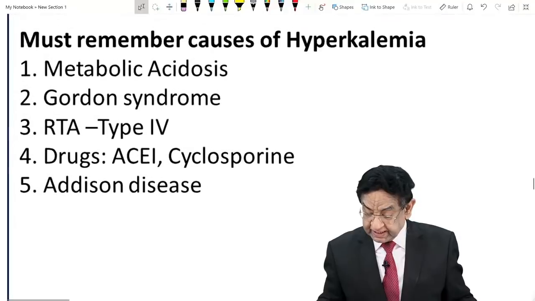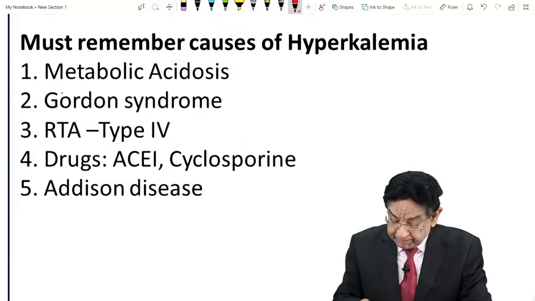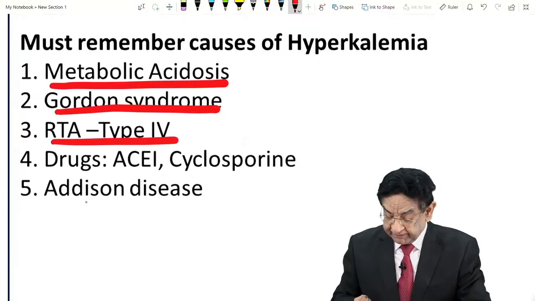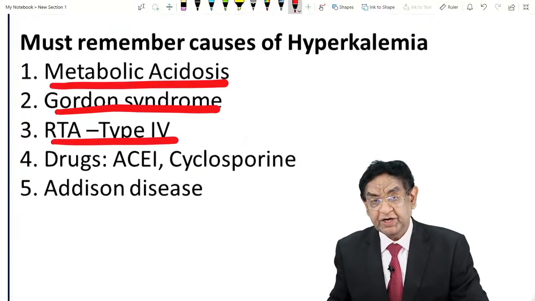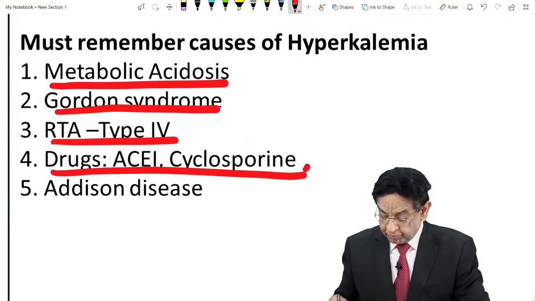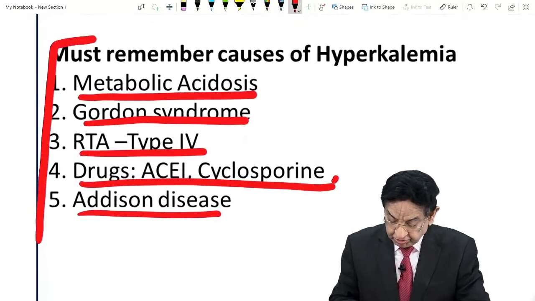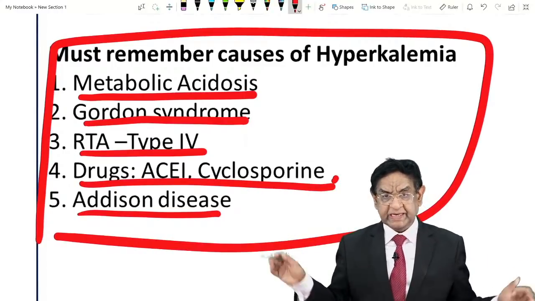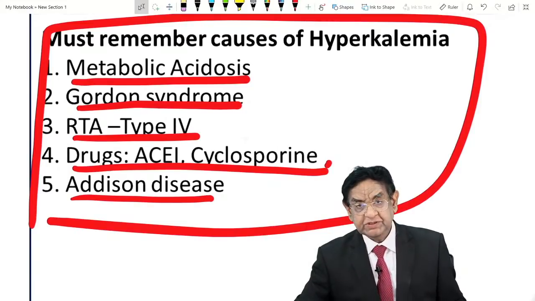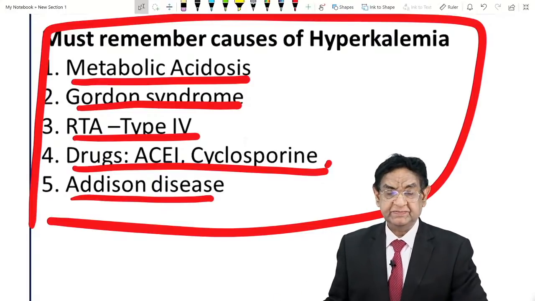So now regarding metabolic causes of hyperkalemia, you should never forget metabolic acidosis, Gordon syndrome, RTA type 4. RTA stands for renal tubular acidosis type 4. Drugs like ACE inhibitors and cyclosporin, and Addison disease. This you don't have to forget. Otherwise, a huge list is there. But don't forget this: metabolic acidosis, Gordon syndrome, RTA, drugs, and Addison's disease. Okay.